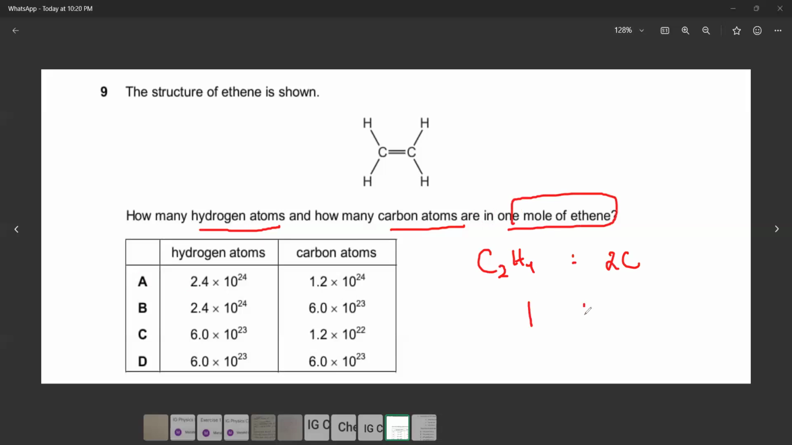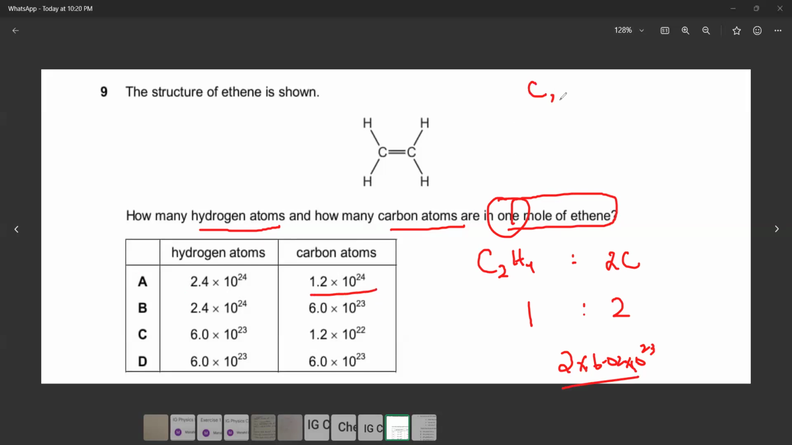So one molecule contains two atoms, and we need 1 mole. So definitely 1 mole contains 2 moles of atoms. So we got 2 moles of carbon atoms, and then we multiply by Avogadro's constant to know the number of particles. So when we multiply, we get 1.2 exponent 24.